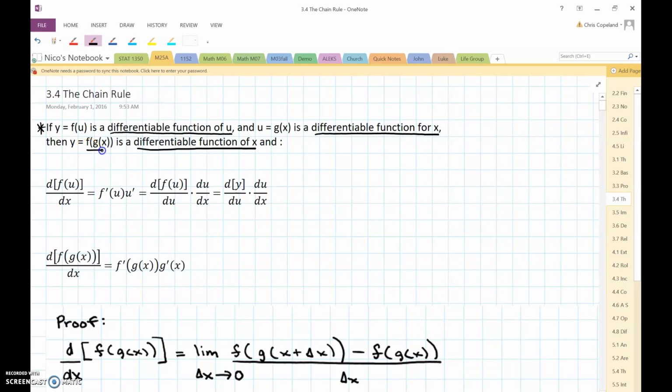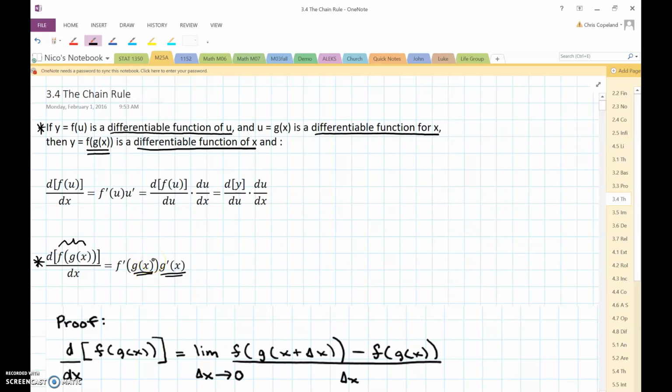This is a composite function, where you have a function plugged into a function. Let's look at this one first. This is saying the derivative of f of g of x with respect to x. Again, this is a composite function. The rule states, take the derivative of f with g of x plugged into it, and then take the derivative of g of x.